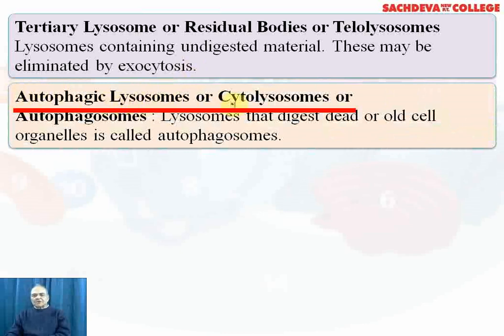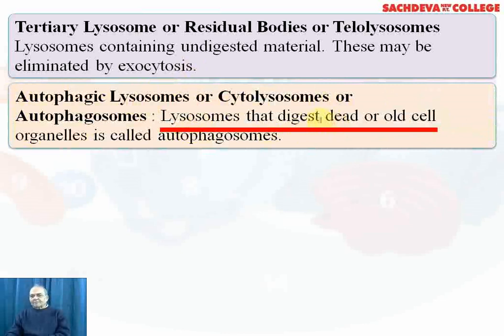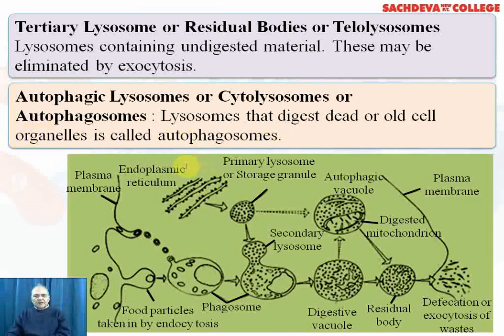Autophagic lysosome or cytolysosome or autophagosome. Lysosomes sometimes digest the old or dead cell organelles, and this is called autophagosome. Here you can see the primary lysosome fusing with the phagosome to form a heterophagosome or secondary lysosome. Then the digestion takes place, digested material passes through the matrix, resulting in residual bodies, and these residual bodies are excreted out by exocytosis.